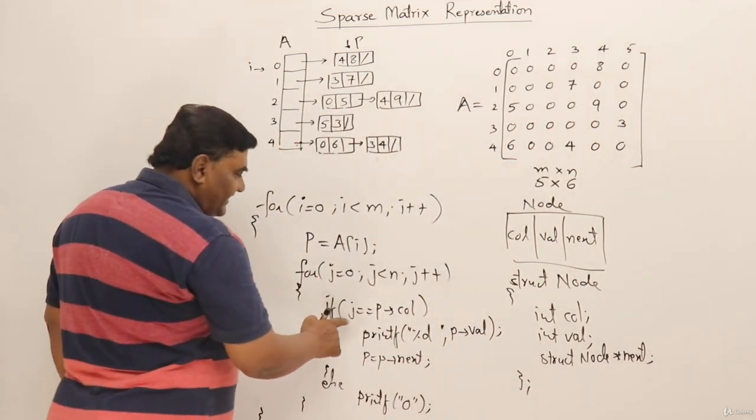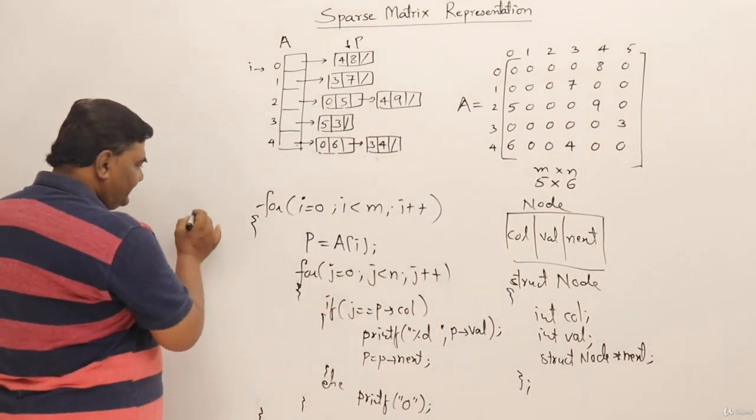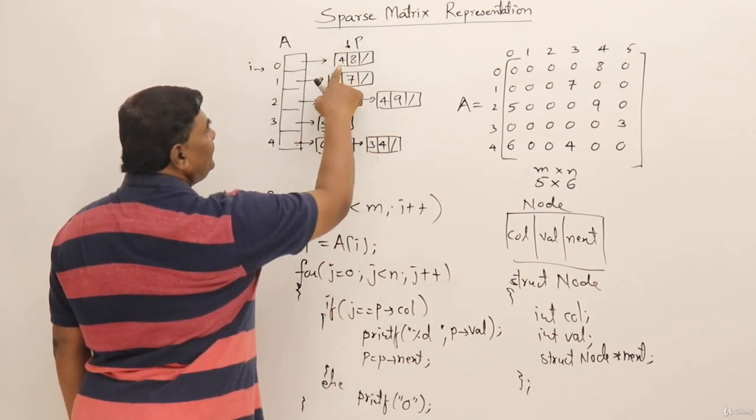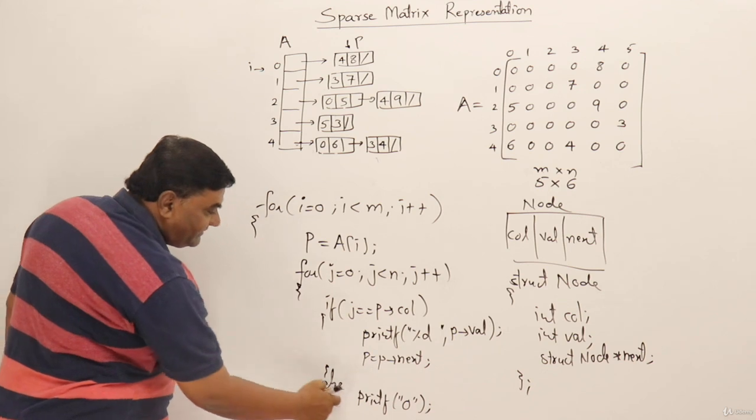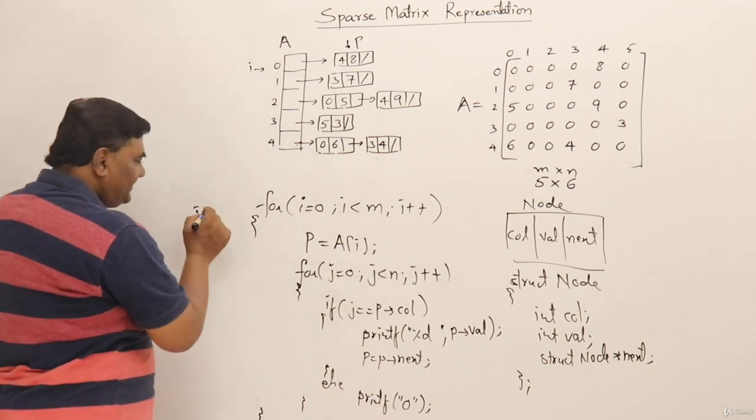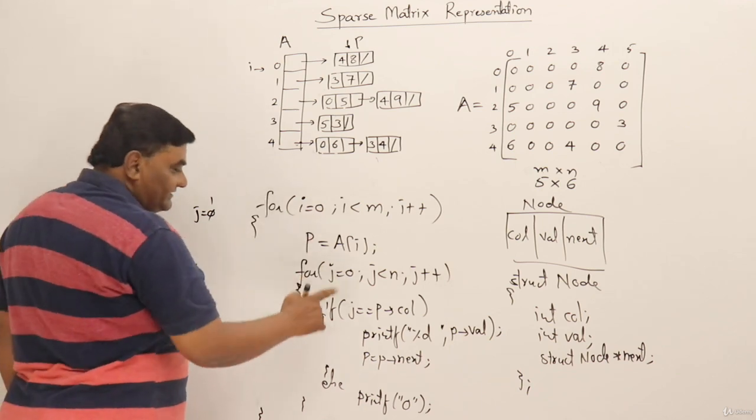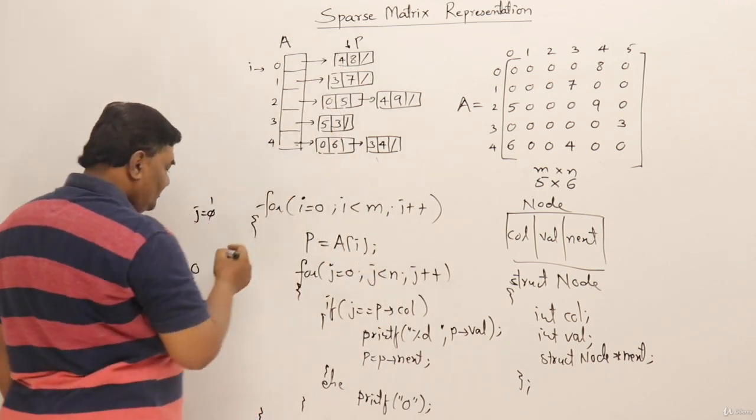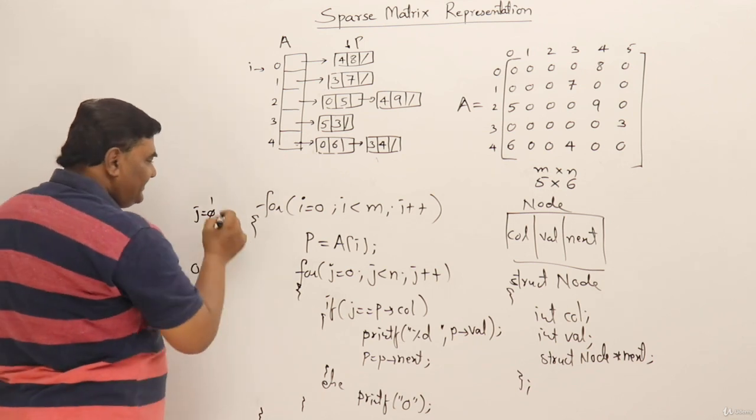Then what is it doing? First time j is 0. Is it matching with P's column? No, it is 4. So print 0. 0 is printed. Then j plus plus, j becomes 1. Then check if j is equal to P's column. j is 1. Is it equal to P's column? No. Print 0. Then j becomes 2.